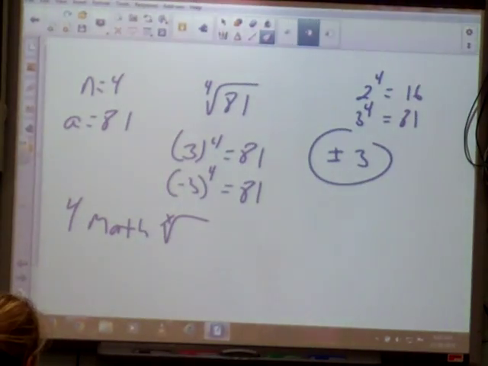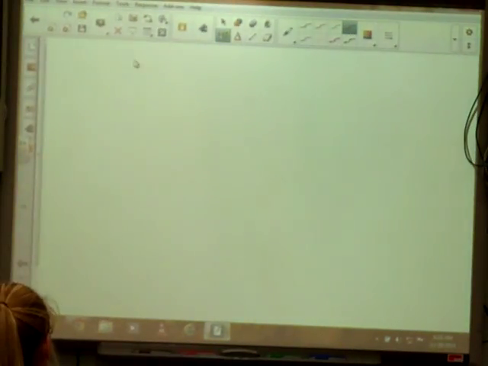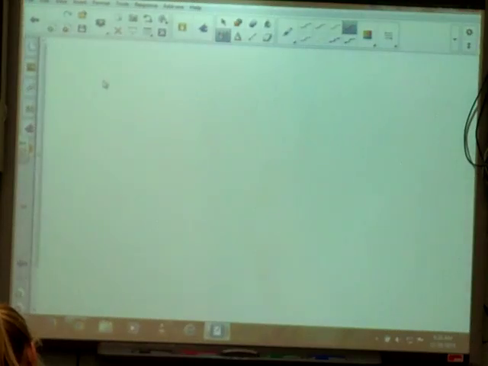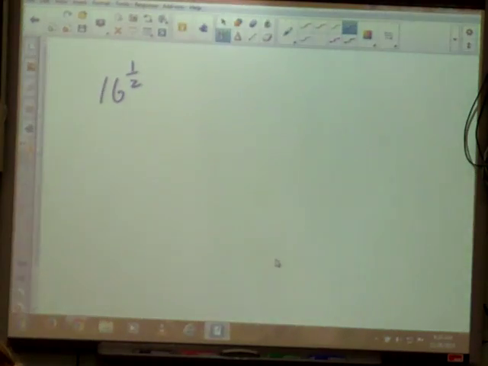I like this next thing. This says to evaluate 16 to the 1/2 power. Directions say evaluate. What does evaluate mean in math? Solve. Solve. Good. What else? The answer. Get the answer.